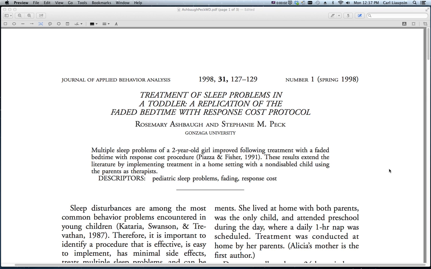Hi, this is Carl Leopson at the University of Arizona, Associate Professor, and I'm going to show you how to do a quick split middle trend analysis on single subject research data.